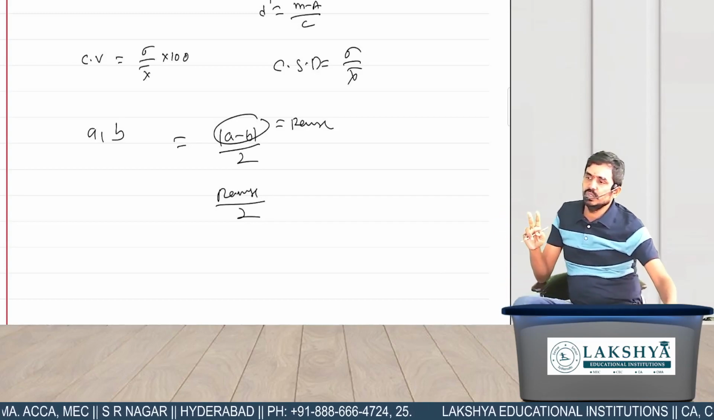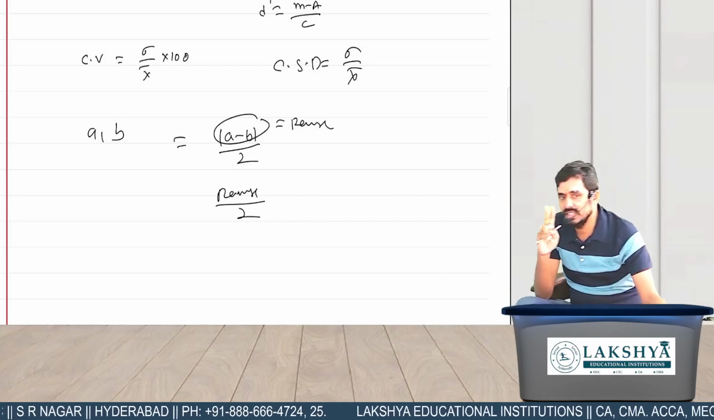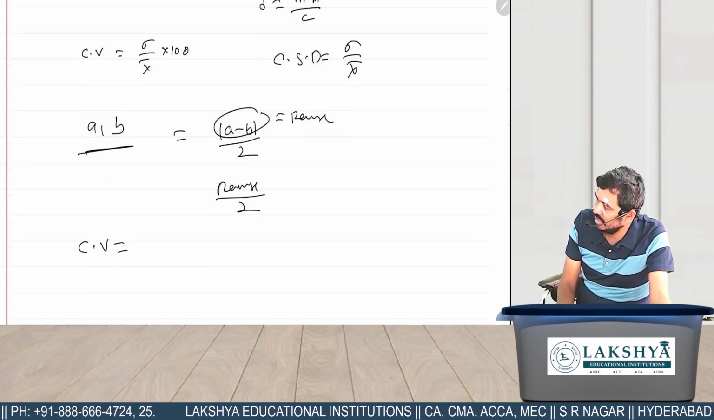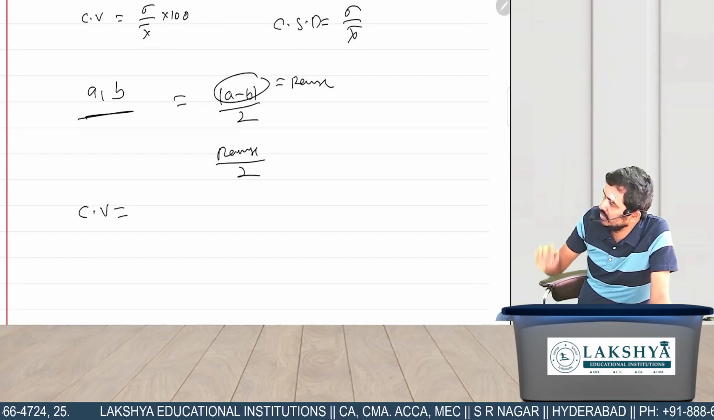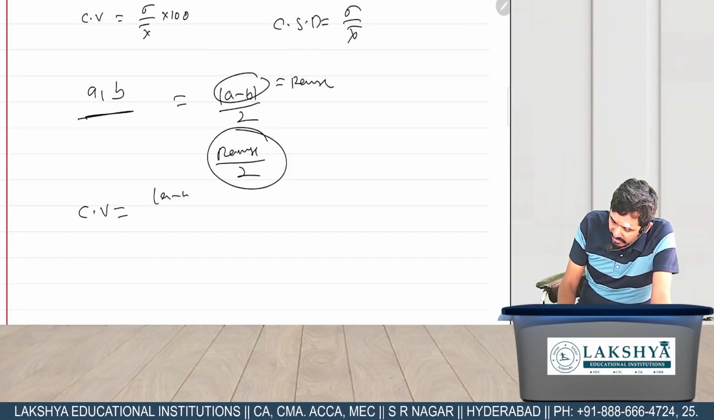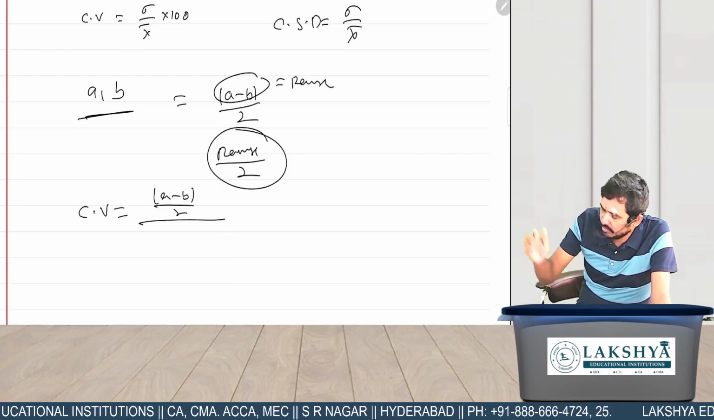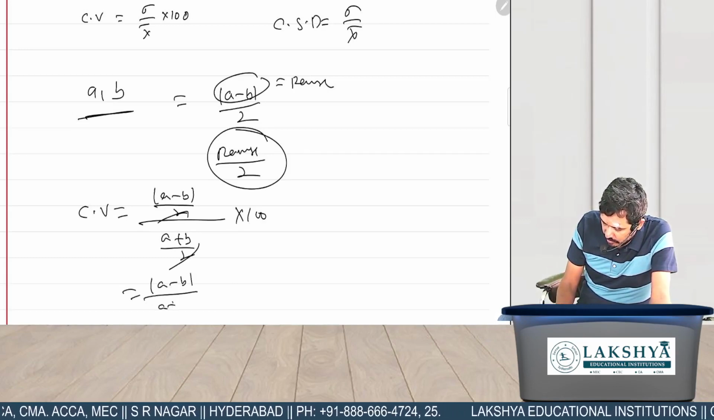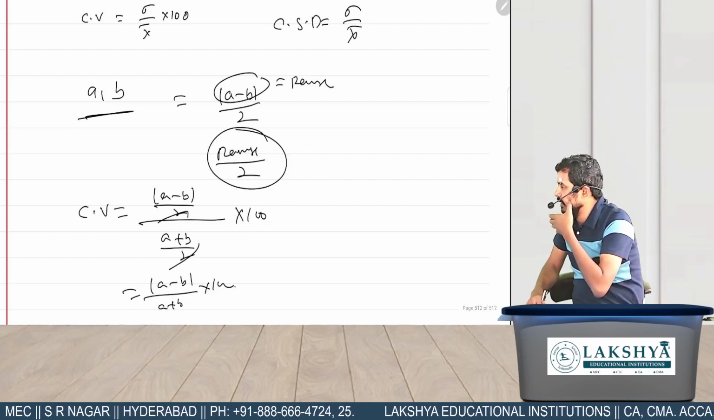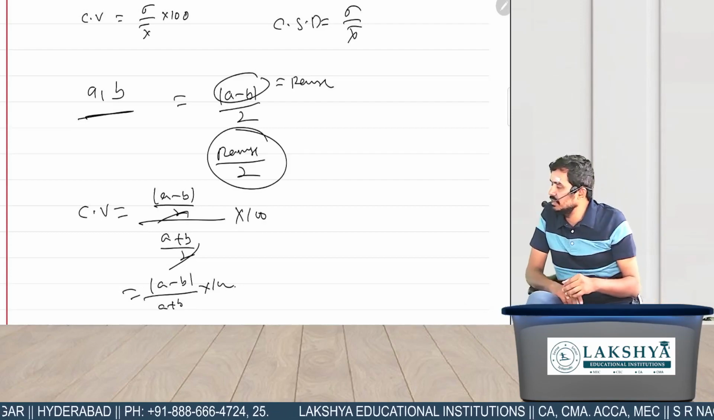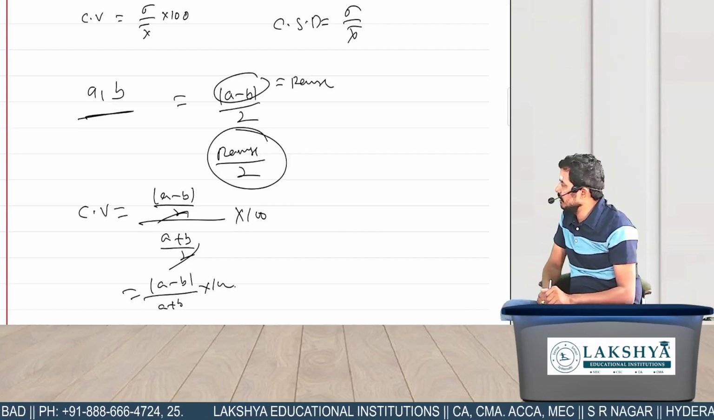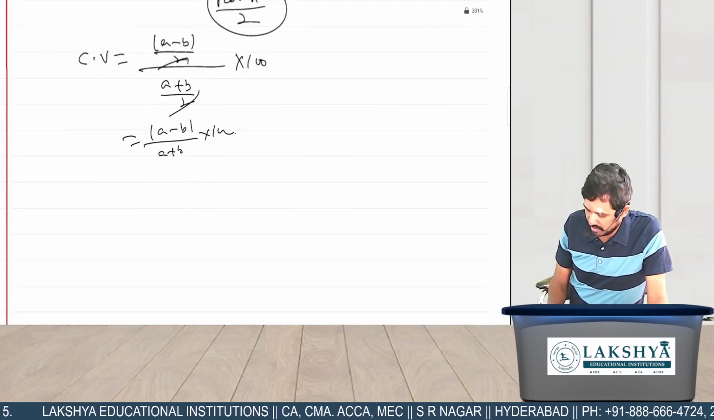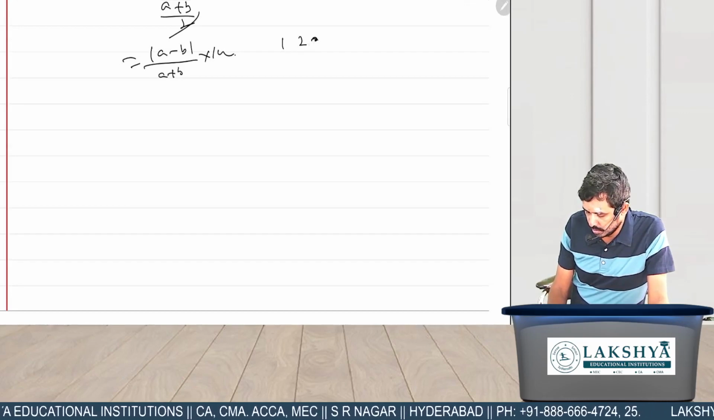If the classification contains only two observations, then standard deviation is range by 2. Then what is CV? The standard formula is standard deviation by arithmetic mean. With two observations, the standard deviation is modulus of A minus B by 2. The arithmetic mean of two numbers is A plus B by 2, and the 2s cancel. That is modulus of A minus B by A plus B into 100. All of you understand the point? When two observations are given, CV is modulus of A minus B by A plus B into 100.